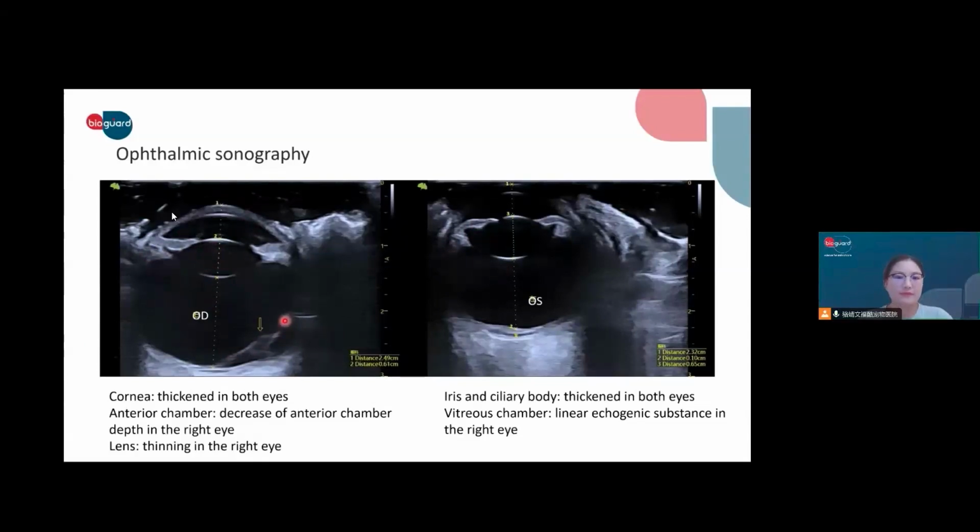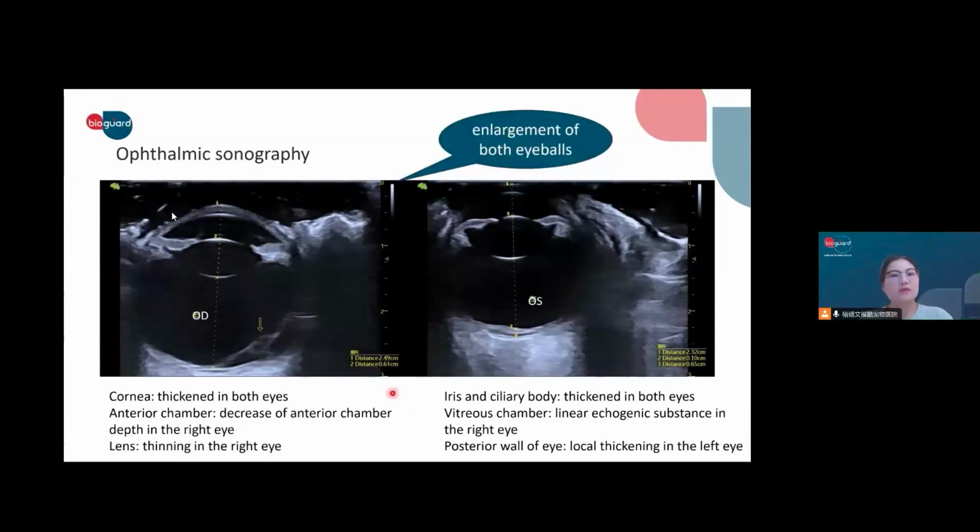Here, we can also see the local thickening of the posterior wall of the left eye. This is the retinal edema, and this is the detached retina. And we also notice the enlargement of both eyeballs.